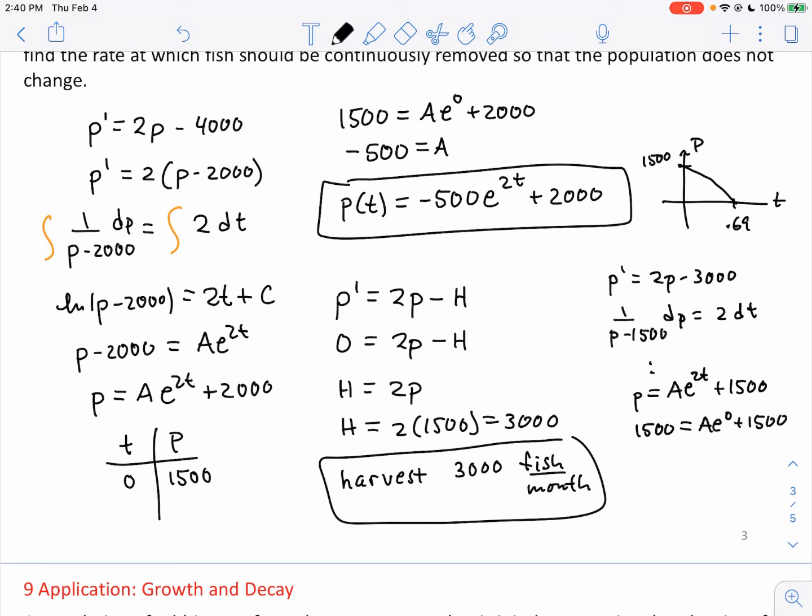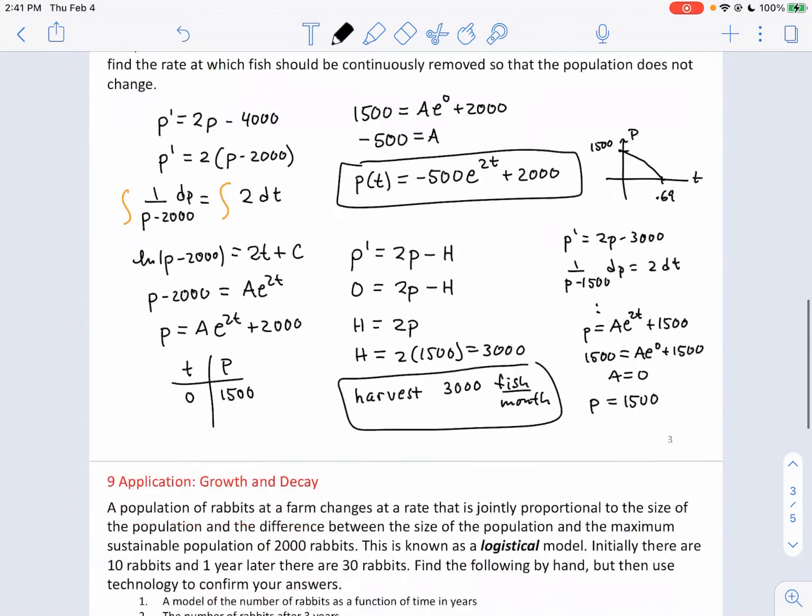And because the initial population right here is equal to this constant that's over here, they cancel, you get 0. And when you solve for A, you get A is 0. And because A is 0, your model simply becomes 1,500. So your solution to the differential equation is a constant solution, 1,500, meaning that it's not changing over time. All right, let's go to the next task.